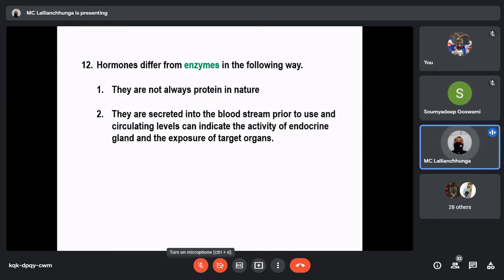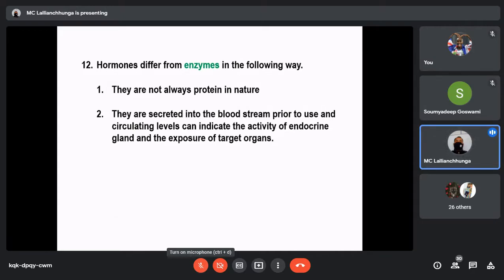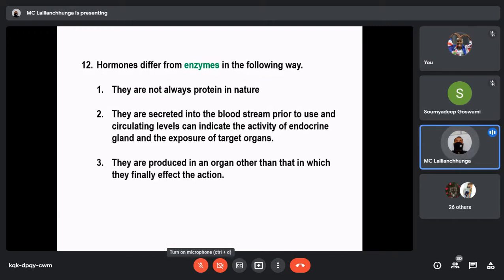Circulating levels can indicate the activity of endocrine glands and the exposure of the target organs. That means circulating levels of the hormones can indicate the activity of the endocrine gland which is secreting the hormone. So we can judge the concentration of hormone in the blood, meaning how active the endocrine gland is for that particular hormone. The third difference is that hormones are produced in an organ other than that in which they finally affect the action.